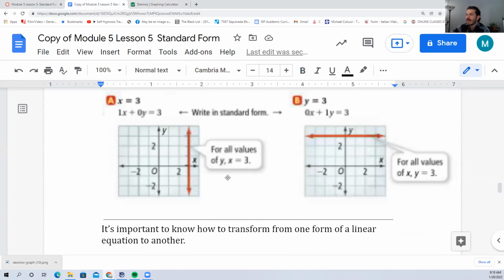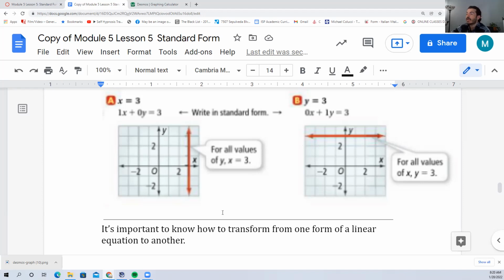Here is x equals 3. It's a little fuzzy on my screen, so I'm sure it's super fuzzy on yours. But notice this is a vertical line, and in standard form, 1x plus 0y equals 3. And y equals 3 in standard form would look like 0x plus 1y equals 3. And here's our horizontal line. It's important to know how to transform from one form of a linear equation to another.